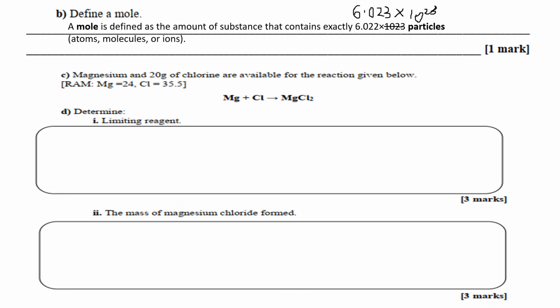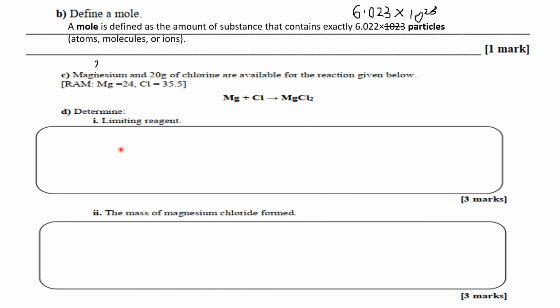Welcome, learners. What question number is this? 3, I think. Magnesium, we don't know how much this magnesium is. Let's just put a question mark there. And 20 grams of chlorine are available for this reaction. But we don't know yet how much magnesium this is. We're only told about the amount of chlorine, 20 grams. So the question is saying determine the limiting reagent.